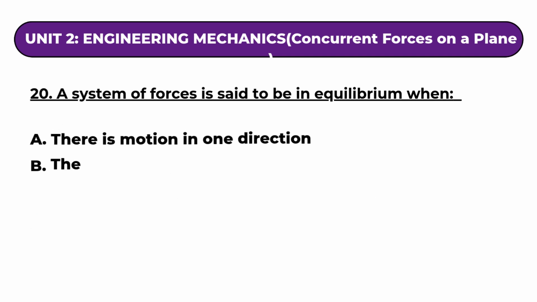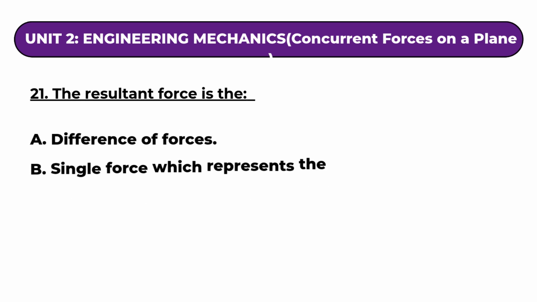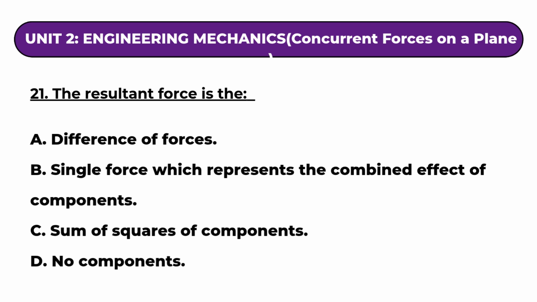A system of forces is said to be in equilibrium when: A. There is motion in one direction. B. The net force and net moment are 0. C. All forces are equal. D. None of the above. Correct answer? B. The net force and net moment are 0. The resultant force is the: A. Difference of forces. B. Single force which represents the combined effect of components. C. Sum of squares of components. D. No components. Correct answer? B. Single force which represents the combined effect of components.